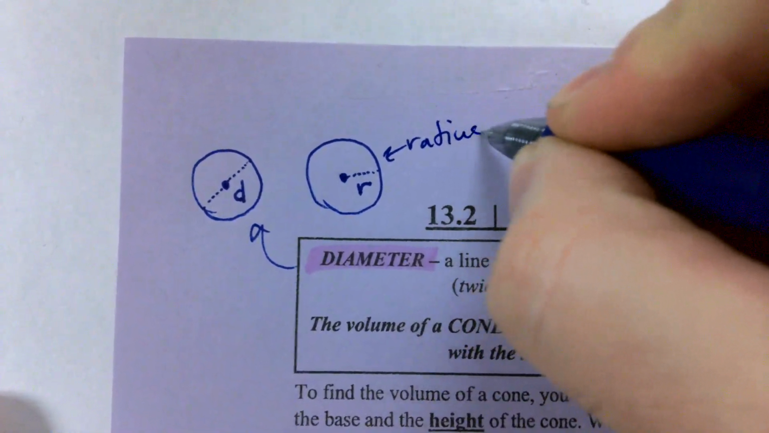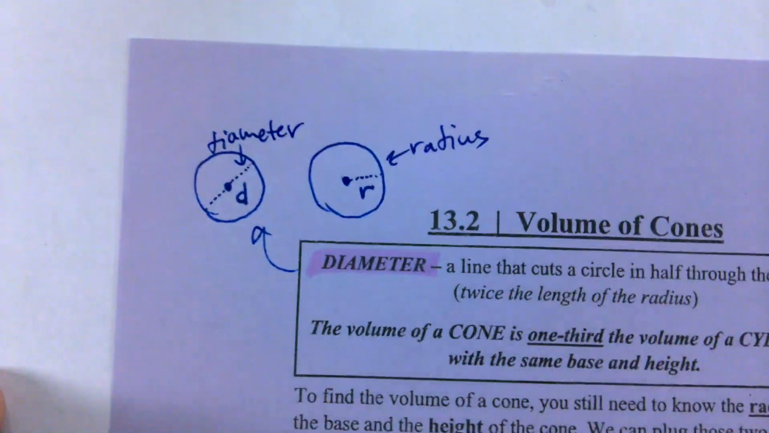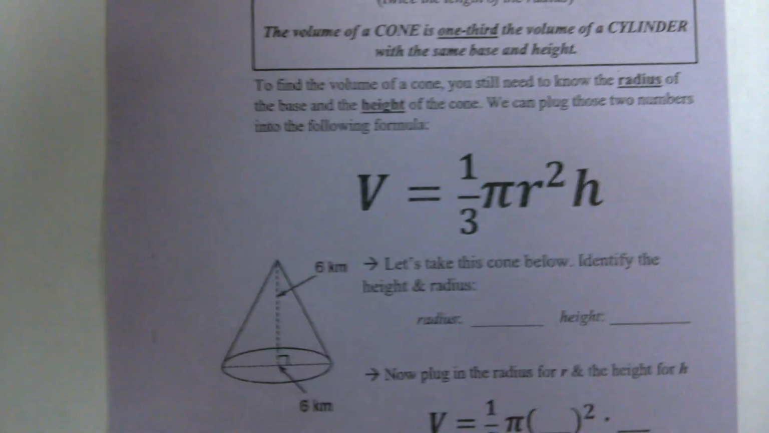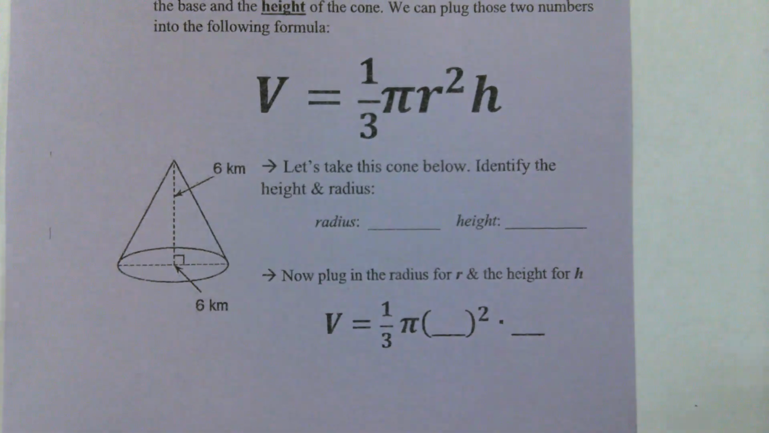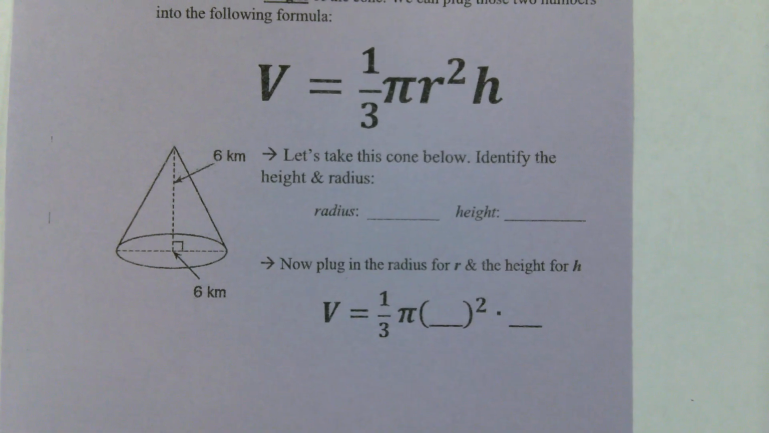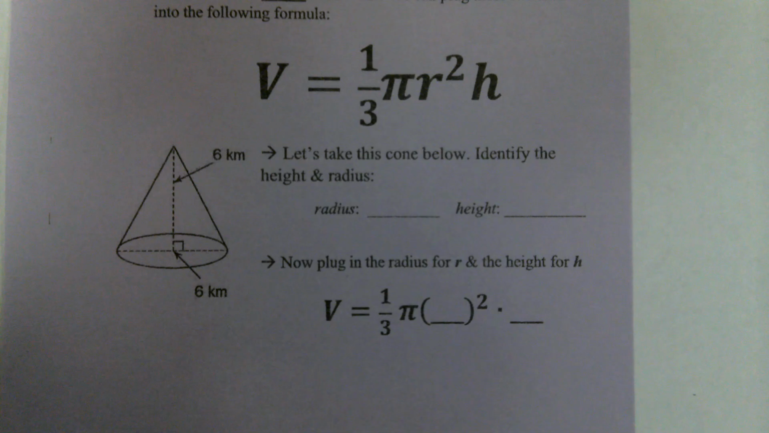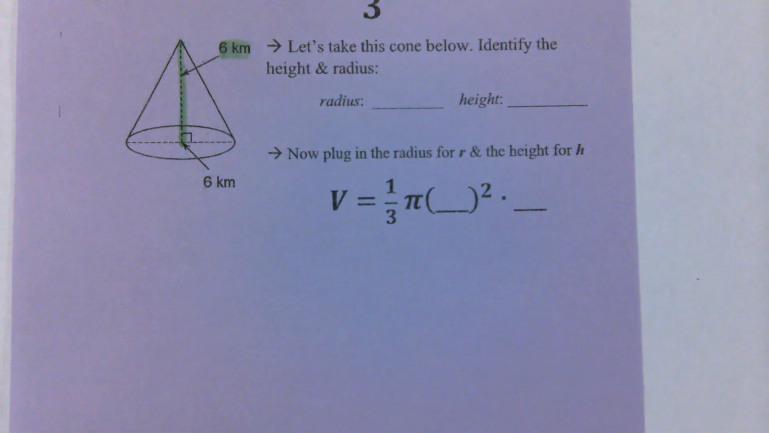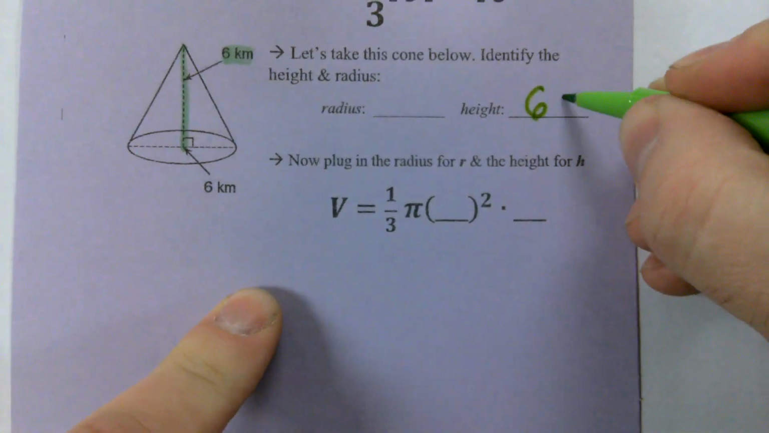Radius versus diameter. Now you may notice that in our formula today, we're still using R. So why are we talking about diameter? Well, let's take a look down at this first cone here. Well, the only cone that we have. Can someone tell me what's the height of this cone? 6 kilometers. Exactly. That's the height of our cone. 6 kilometers. Straight down the middle of our cone gives us a height of 6.